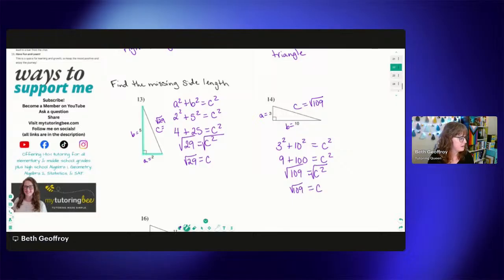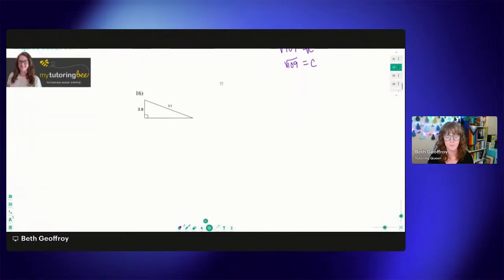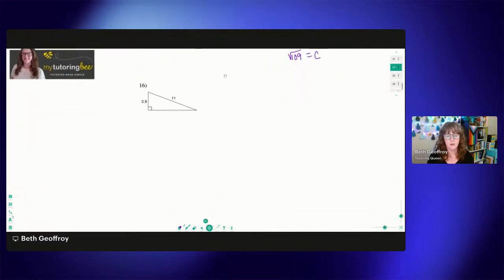All right, and then for our last problem on the Pythagorean theorem, on this one, we are given one of the legs and the hypotenuse. So notice that this side length of the triangle, across from the 90-degree angle, is the one that we don't know. So that means that this is either A or B. Again, you can assign whichever one you want to it. I'm going to go ahead and call this A, call this B, and our hypotenuse is always C.